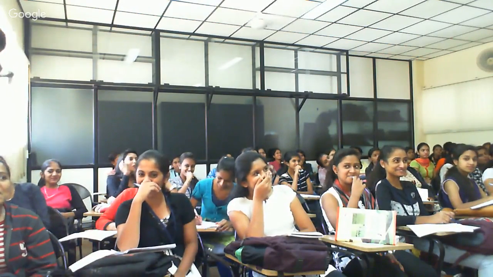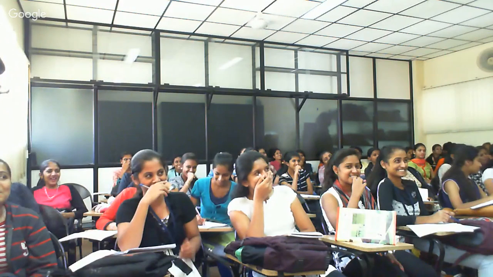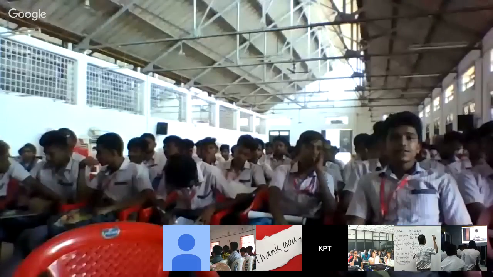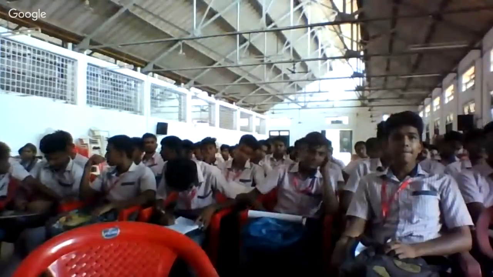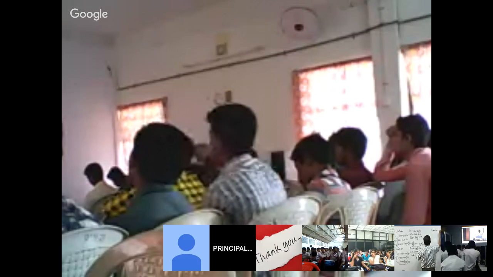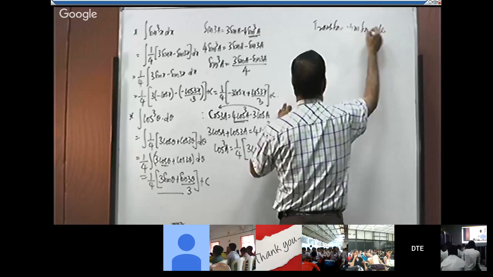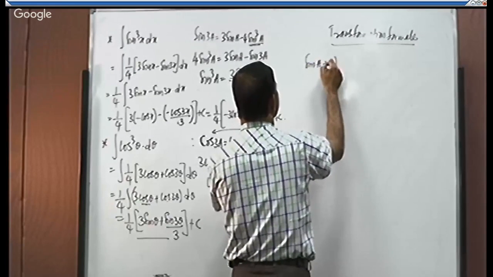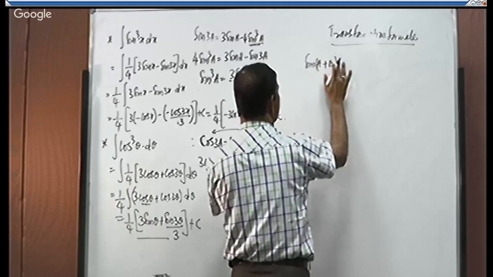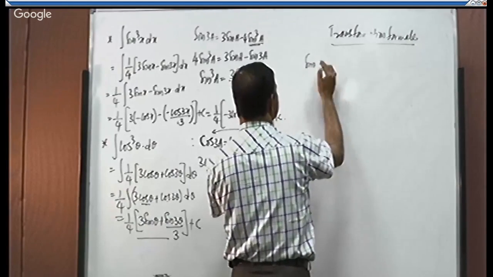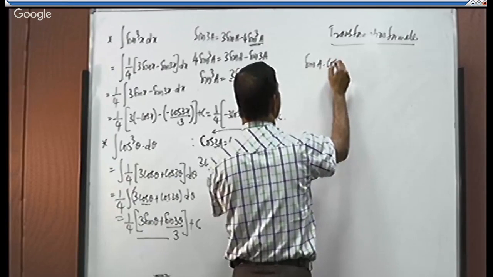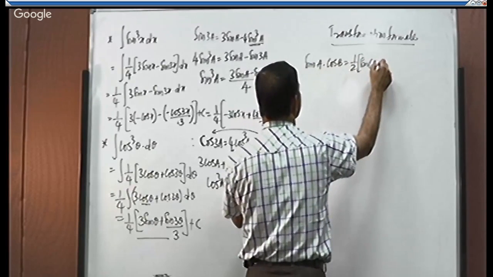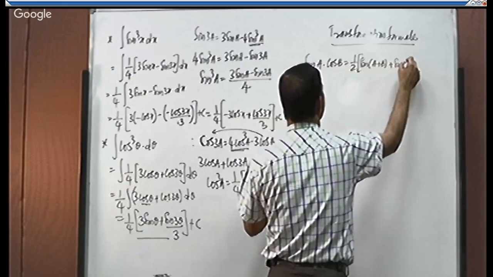So apart from that, sometimes trigonometric terms, sin and cos, will be given. If they give like that, use this transformation formula. Sin a cos b is equal to 1 by 2 into sin of a plus b plus sin of a minus b.